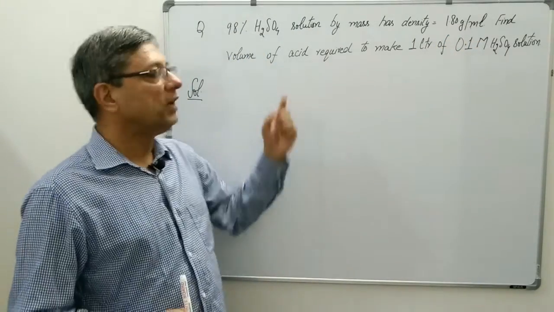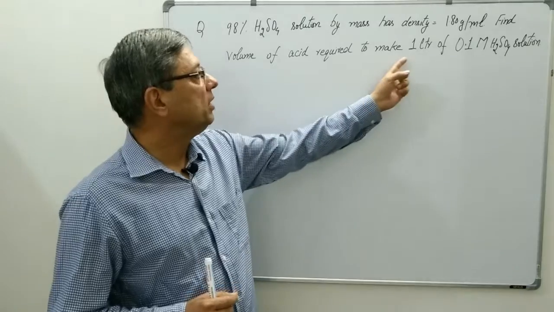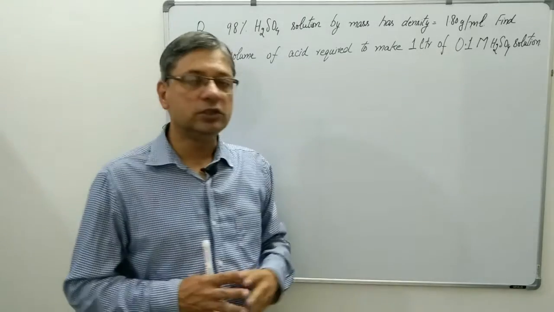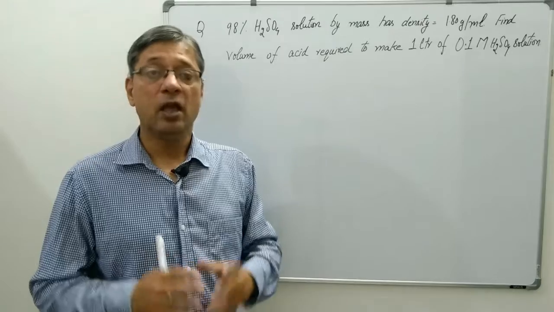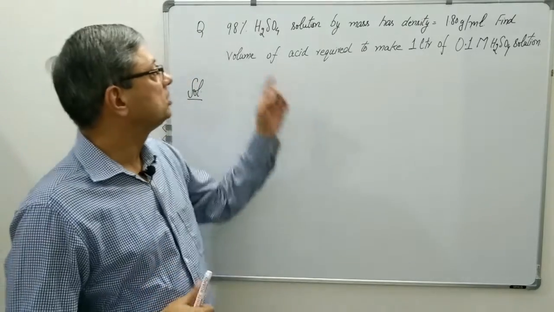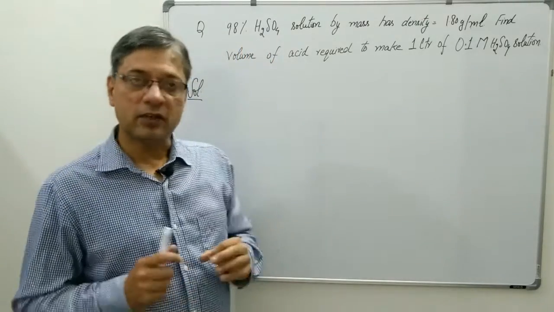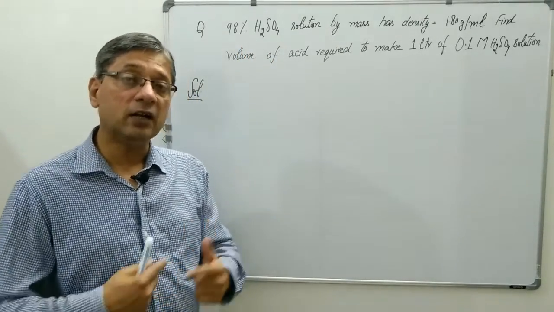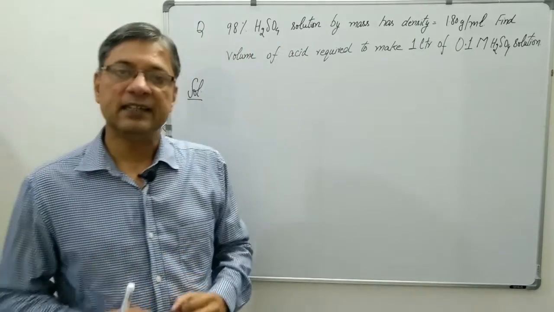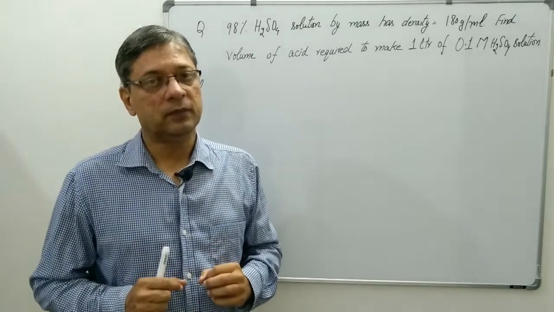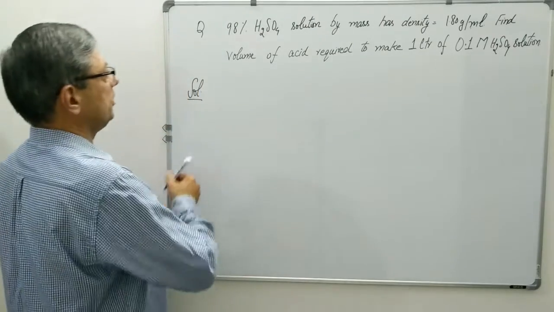Question is, 98% sulfuric acid solution by mass has density 1.80 grams per milliliter. Find volume of acid required to make 1 liter of 0.1 molar sulfuric acid solution. We are given two solutions, that is 98% sulfuric acid solution, and we are to make a solution of molarity 0.1. Let me write the solutions given.